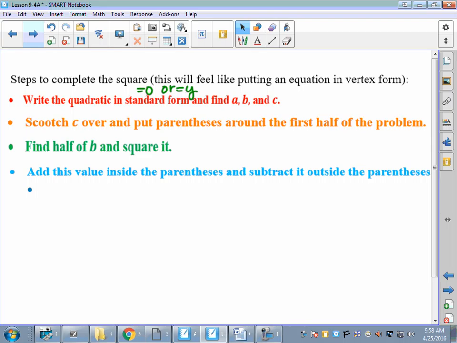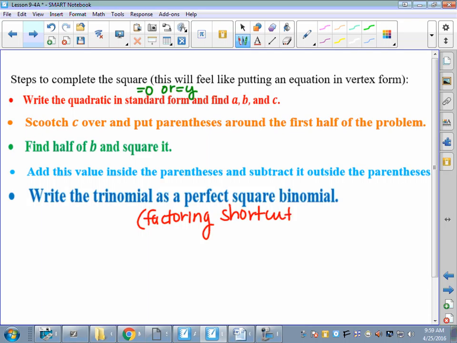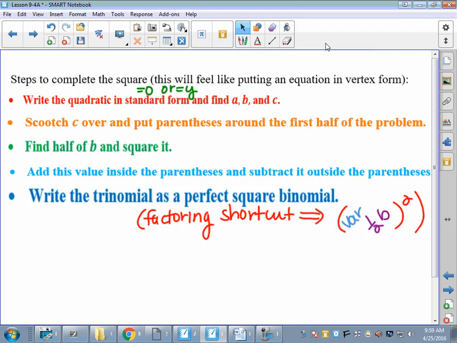Do you feel like we've done this before? I know I'm going fast. Hit pause if you need to, but we've done all of this back in section 9.2b, I think it was. It was a b, I know for sure. And then go ahead and write the trinomial as a perfect square binomial. This is our factoring shortcut right here, this last step. And this will be our variable and our half of b. So we've done all of this, and then we'll talk about the solving part in just a second.